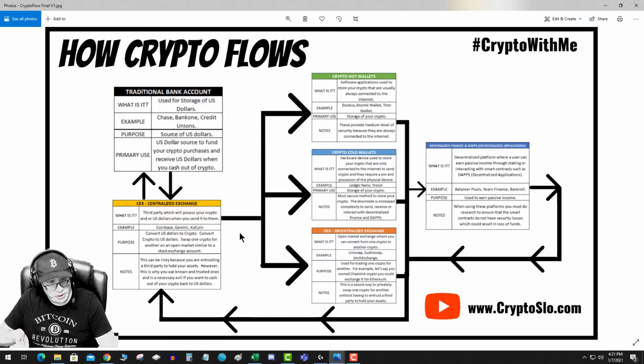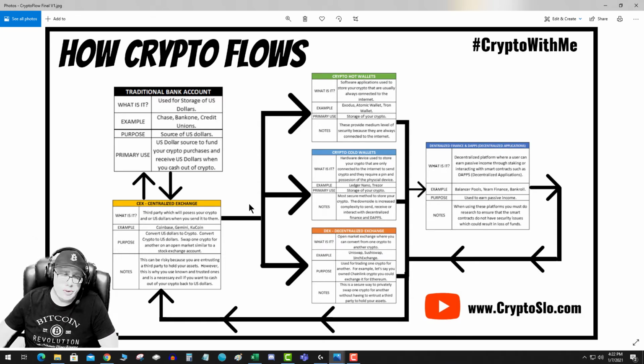Now, once you've transferred your dollars to the centralized exchange, you've got some Bitcoin. Now you can move that Bitcoin out, and you have quite a few options, actually three options: crypto hot wallets, crypto cold wallets, and decentralized exchanges. From a storage standpoint, you're going to have to move it into a hot wallet or cold wallet, and then once you're in there, you can use a decentralized exchange.